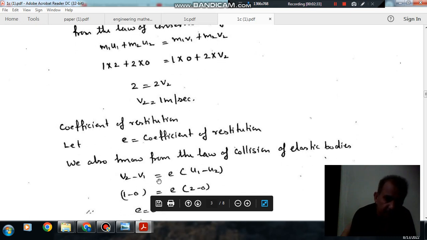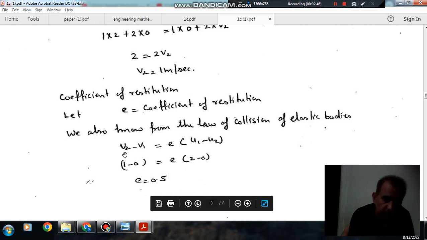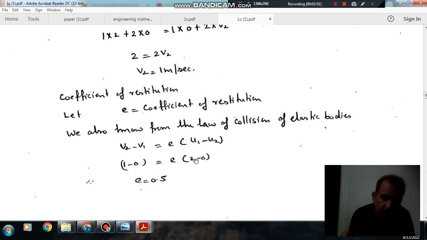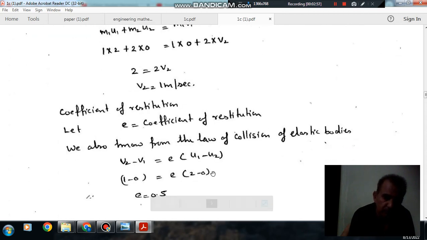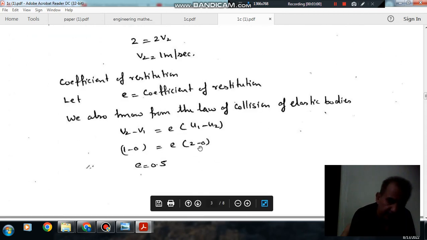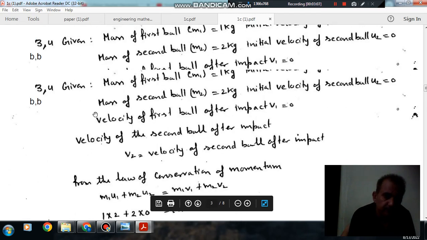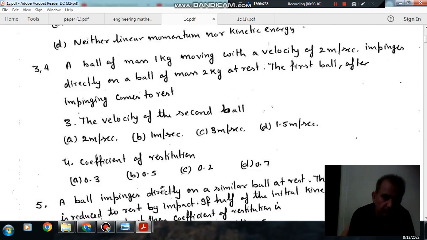v2 minus v1 should be equal to e times u1 minus u2. So that is the relative velocity initially and that is the relative velocity finally. So e represents the ratio of these velocities. We found v2 is 1 and v1 is 0, and u1 is 2 and u2 is 0. So that is the initial relative velocity and that is the final relative velocity. So e comes out as 0.5. So the answer is 0.5. Option B is the right answer.